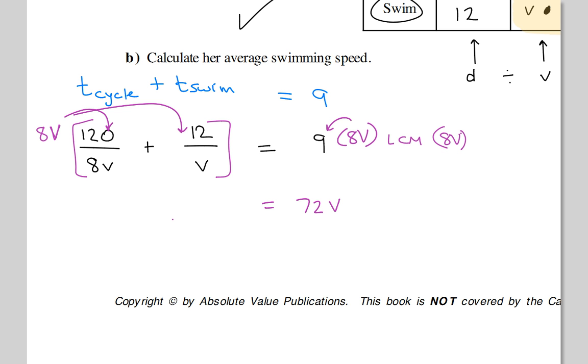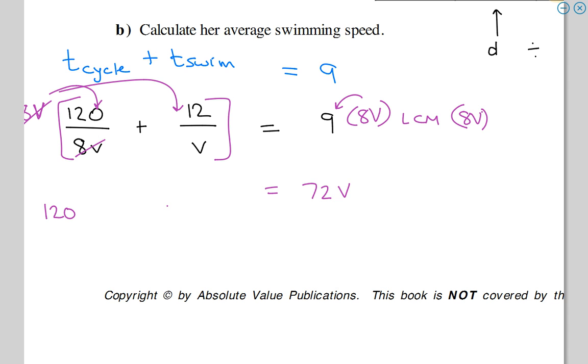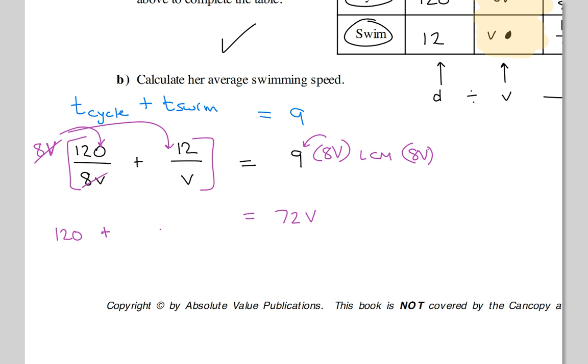And on the left, what's happening? On the first one, 8v comes in, and 8v cancels with the denominator, and you're left with 120. Now it's coming in on the second term, and only what cancels? Only the v. So you have 8 and 12 up top. Okay, so what's 120 plus 8 times 12? 216 equals 72v. Divide by 72 and you get 3.